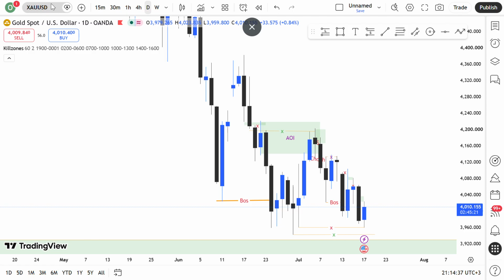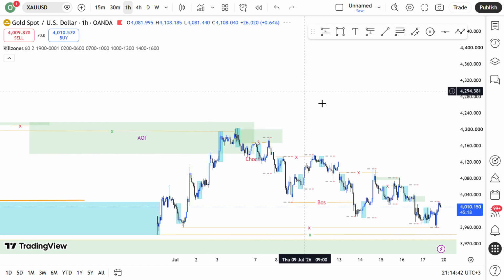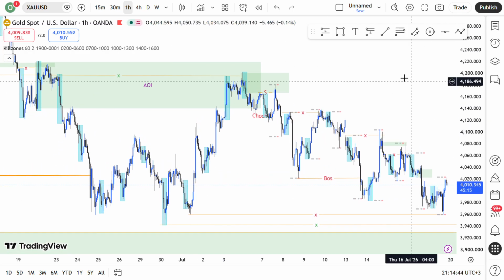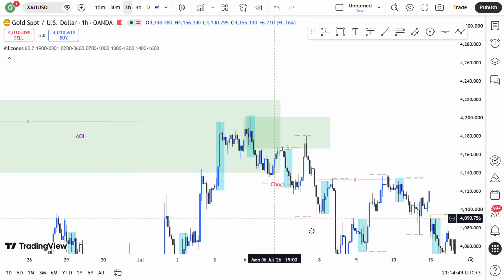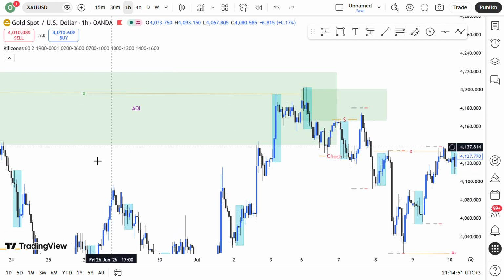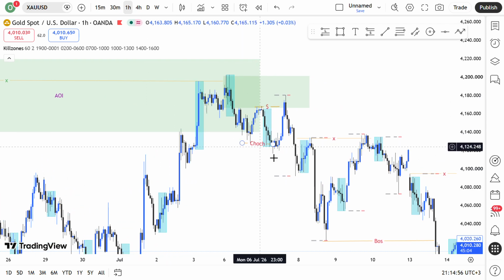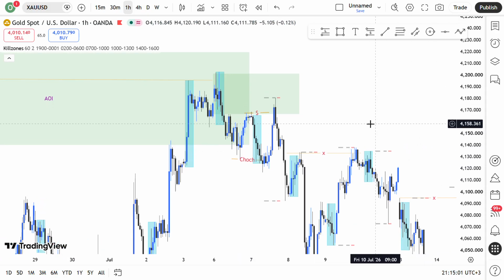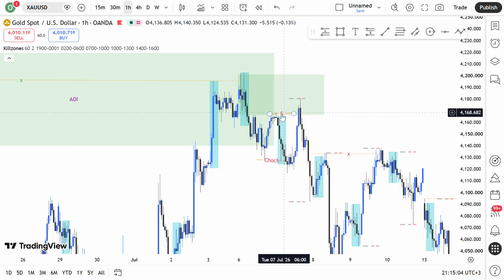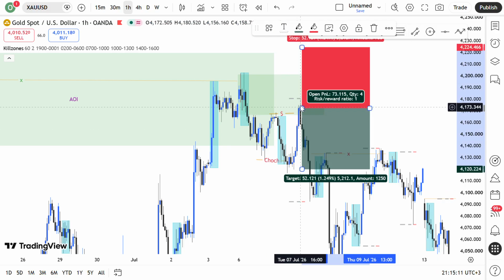I jumped into a 1 hour time frame so that I can manage my entries. I managed to get a change of character inside this area. This is a clear change of character inside my area of interest. After this order block from the daily time frame had been mitigated, I waited patiently for a change of character. After this change of character, I noticed that this high has some potential liquidity to be swept out, and I executed my trade from this area.